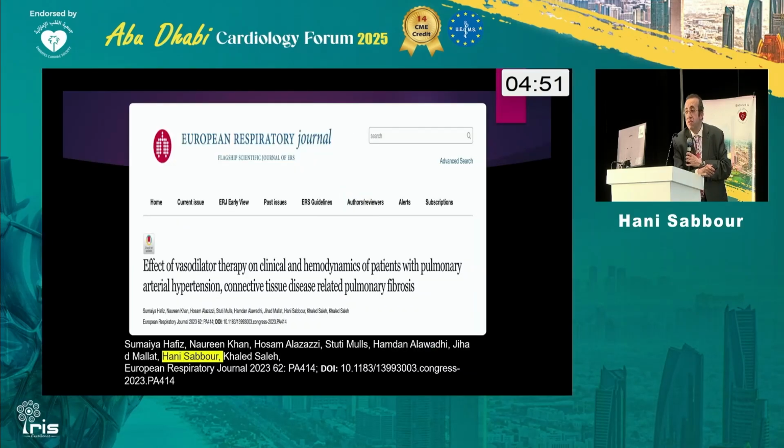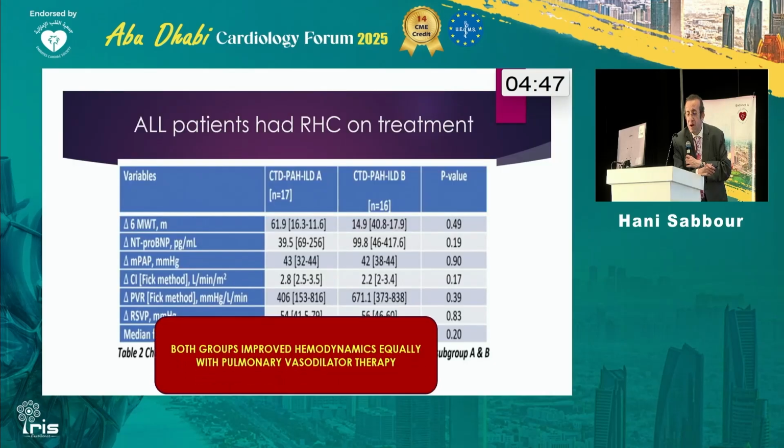Many other subsequent analyses we've done, looking at patients with lung disease. This is a rare kind of patient. This is interstitial lung disease with connective tissue disease. All of these patients, you'll notice, had a right heart cath. Every one of the patients in the registry has a right heart cath. So we can look at the difference in the treatment, and we can look at the treatment responses.